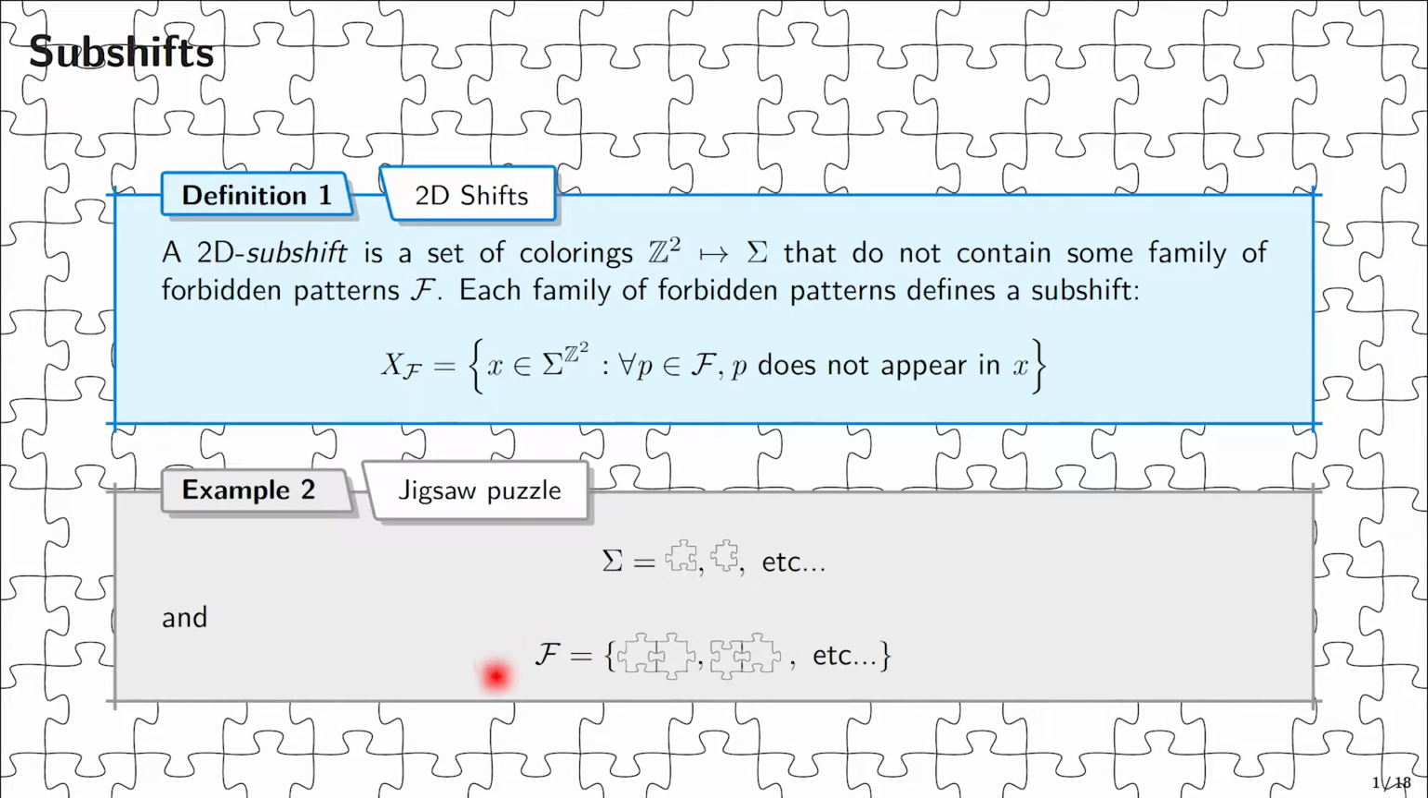In the case of jigsaw puzzles, F will exactly be the patterns in which two pieces have a common border that does not match. And this defines a subshift being the set of all the colorings that do not contain any forbidden pattern in F, for F a family of forbidden patterns.